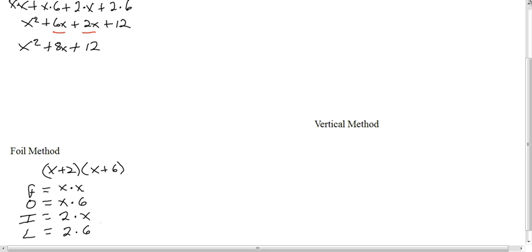So as you see, really simple the way you do it. You don't want to spend a whole lot of time working on it. I think it's a good deal to just go FOIL and then put your terms there, and that's going to give me actually x squared, and this is going to be 6x, this is going to be 2x, and this is going to be 12.